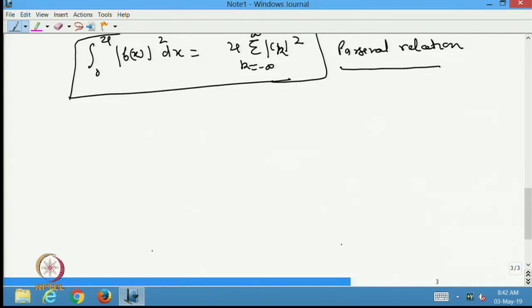Now, from Fourier series, I was writing for a function which has period 2L, but if L tends to infinity, meaning the period tends to infinity, the Fourier series is converted to a Fourier integral. Okay. And the complex form of the Fourier integral is called the Fourier transform.